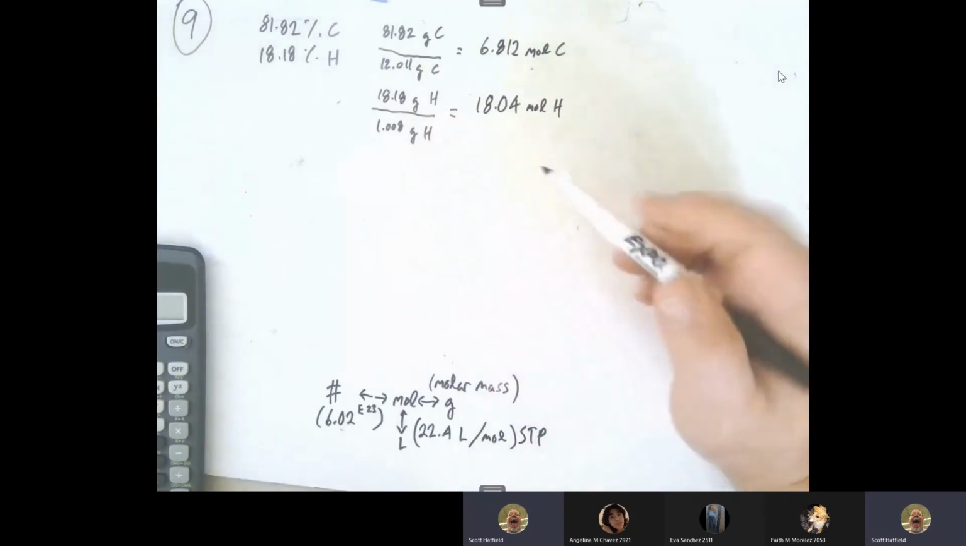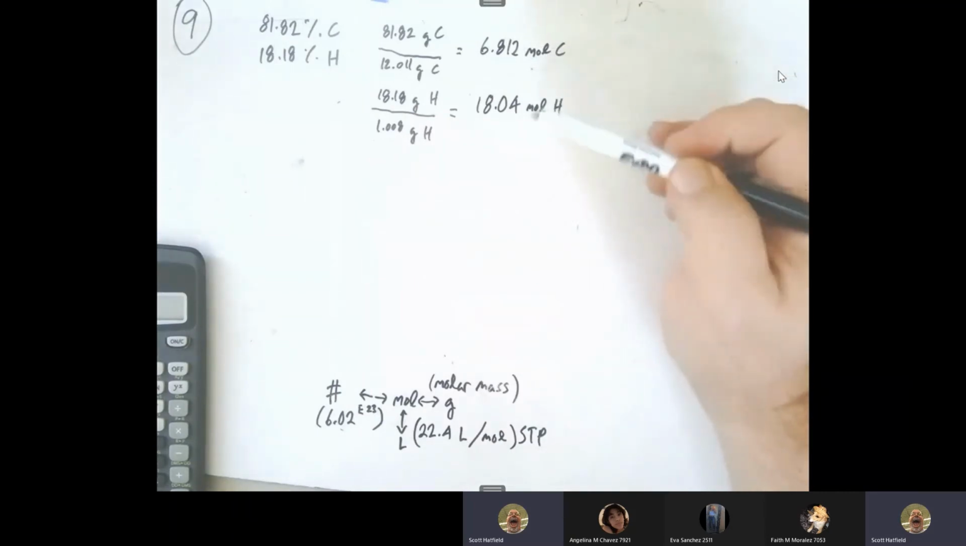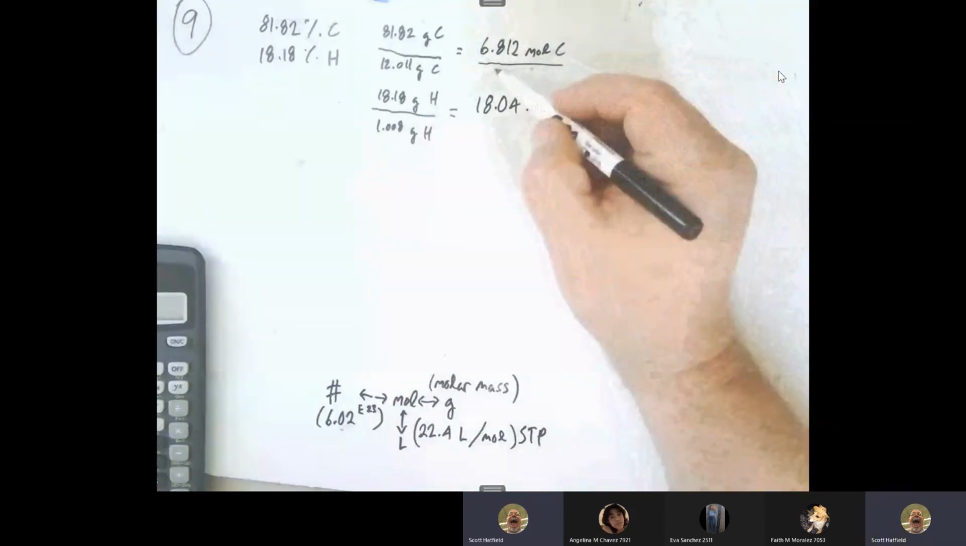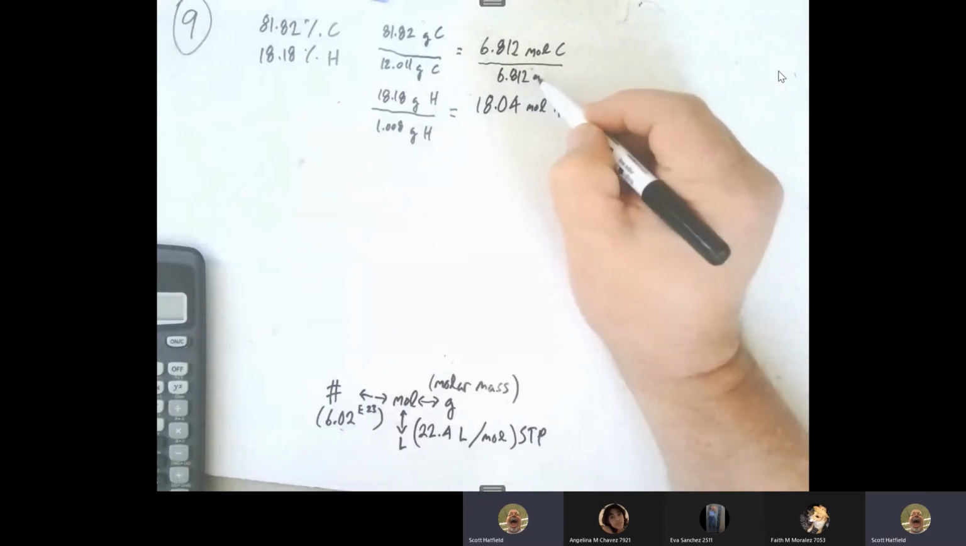Okay, so what do we do? Well, the number of moles for carbon is smaller than the number of moles for hydrogen. So what we're going to do is divide both sides by 6.812 moles.